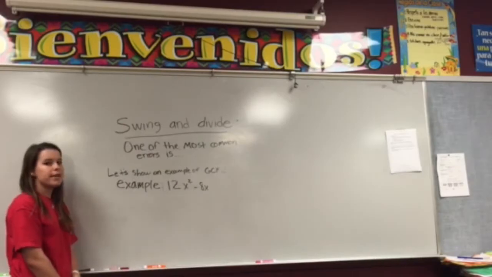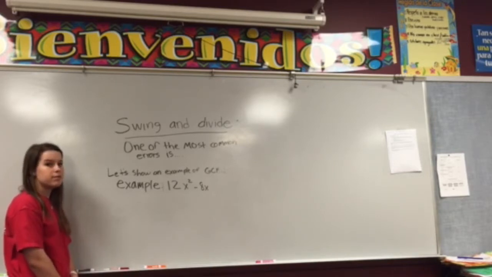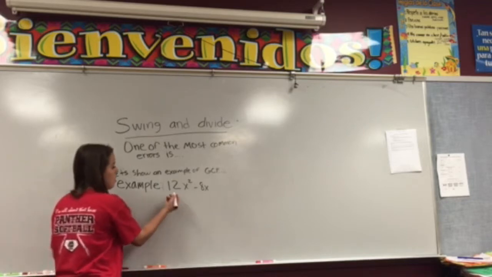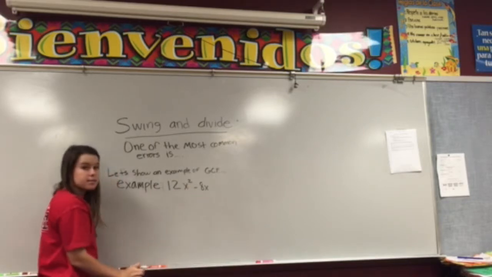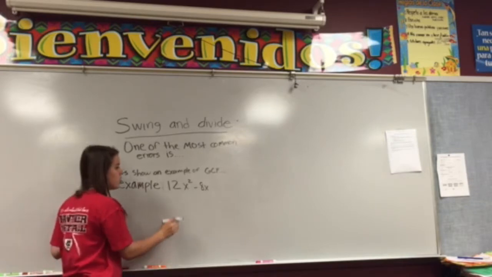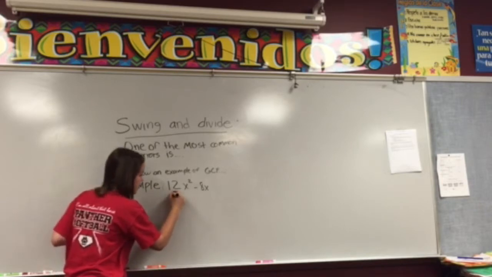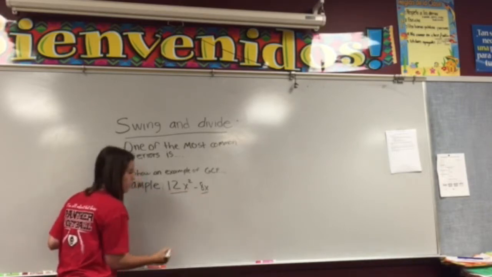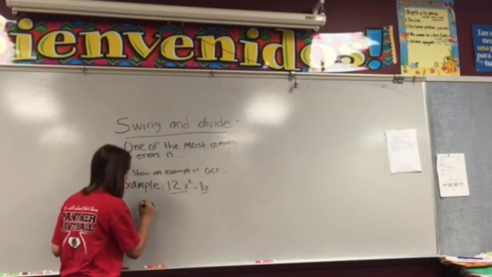One of the most common errors is forgetting to take the GCF out. I'll show you a quick example of how to do GCF. For this example, we have 12x squared minus 8x. When finding the GCF, you want to find the greatest common number in this part of the equation and this part. For this example, it happens to be 4x.